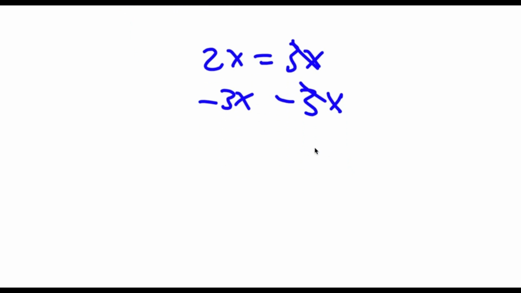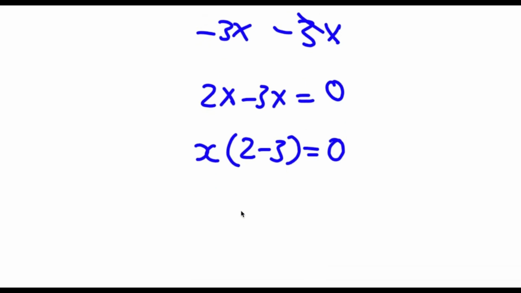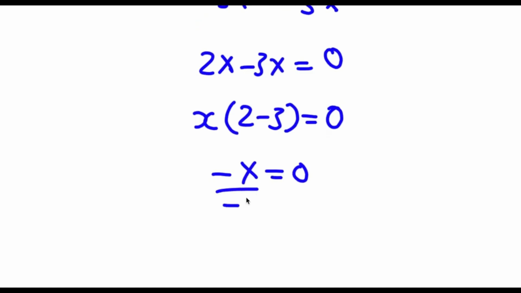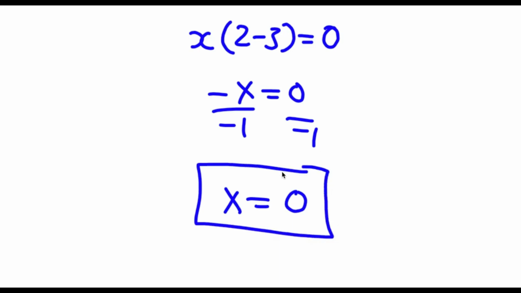So then these two cancel out, and now I'm left with 2x minus 3x is equal to 0. Now, if I factor out x from here, I get x times (2 minus 3) is equal to 0. 2 minus 3 is negative 1, so now I have negative x is equal to 0, and if I divide both sides by negative 1, I get x is equal to 0 divided by negative 1, which is 0. So my answer is x equals 0.